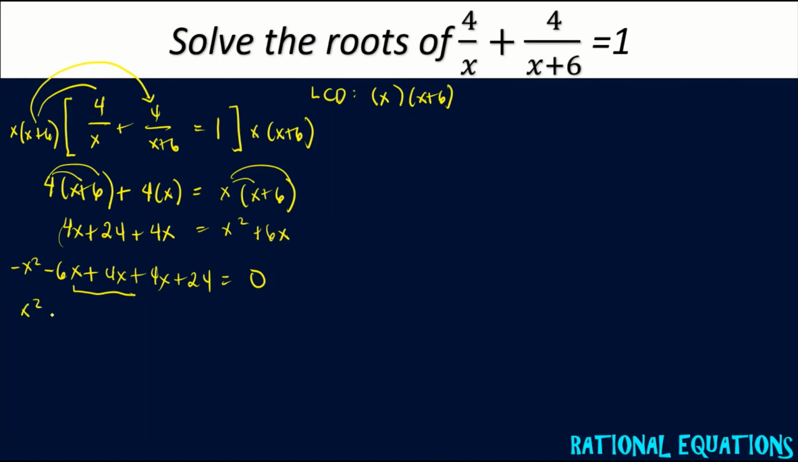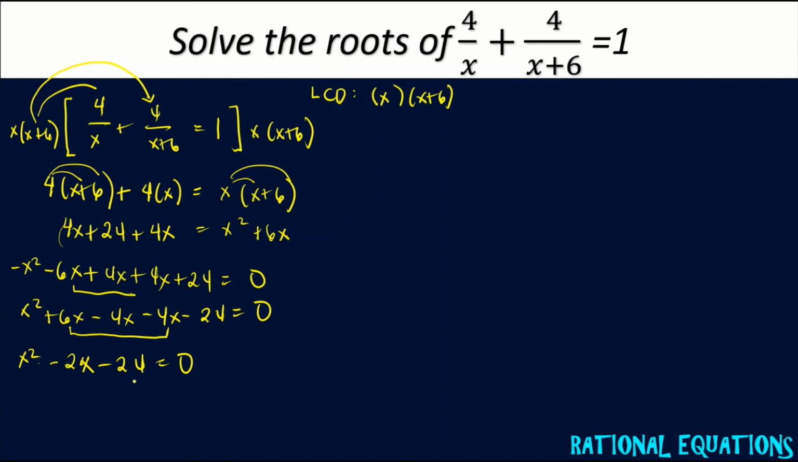We will have x squared plus 6x minus 4x minus 4x minus 24 equals 0. So in here we have combining like terms. We will have x squared, and 6x minus 4x minus 4x, so we will have negative 2x, and then minus 24 equals 0.